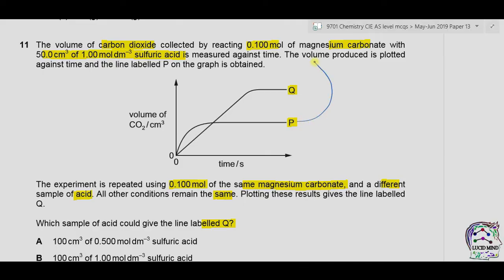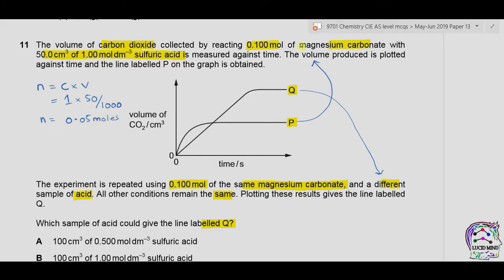So P is obtained from the reaction of 0.1 mole magnesium carbonate with 50 cm3 of 1 mole per decimeter cube sulfuric acid, while Q is obtained by using a different sample of acid. Let's find the number of moles by using the formula. Number of moles is equal to concentration in mole per decimeter cube times volume in decimeter cube. Concentration is 1 mole per decimeter cube and volume is 50 centimeter cube, so we can convert it into decimeter cube by dividing by 1000. So the number of moles of sulfuric acid present is 0.05 moles.